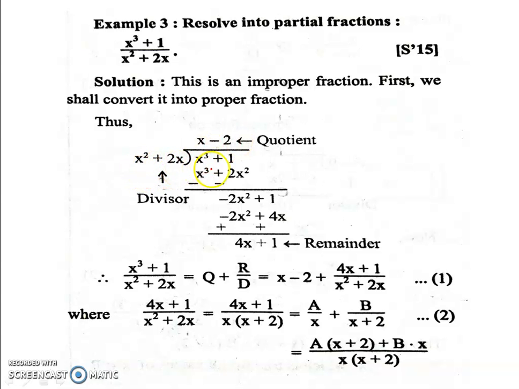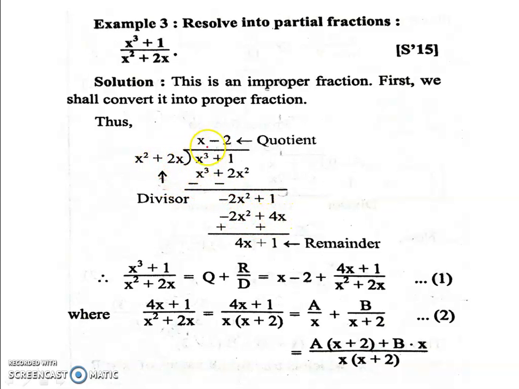So x square into x is x cube. Plus 2x into x is plus 2x square. Change the sign, x cube gets cancelled, minus 2x square plus 1 is remaining. Now 2x and x square are given, so which number do we have to multiply? Minus 2, is it right? Minus 2 into 2x is minus 2x square.